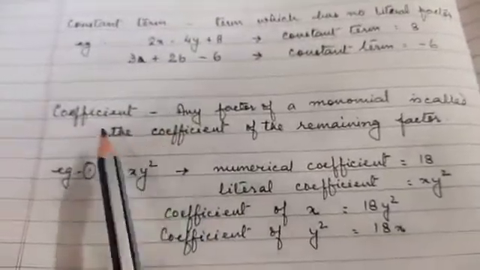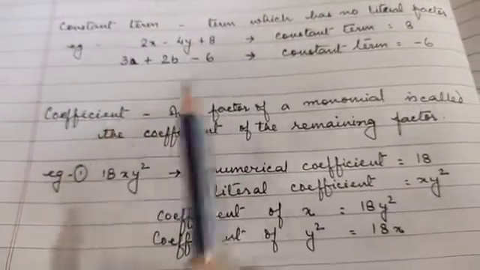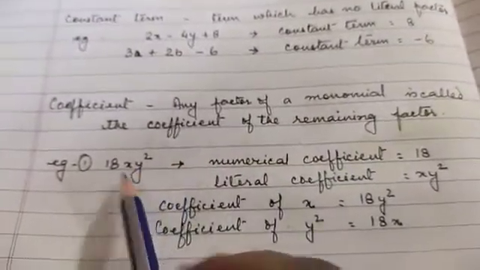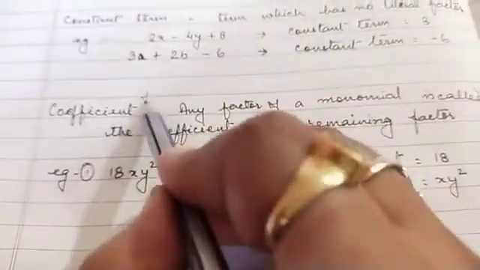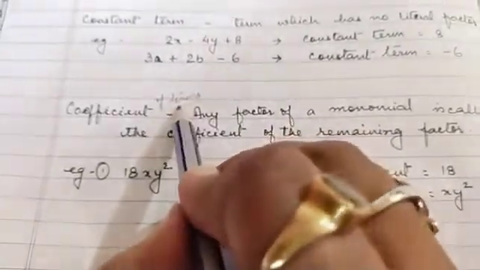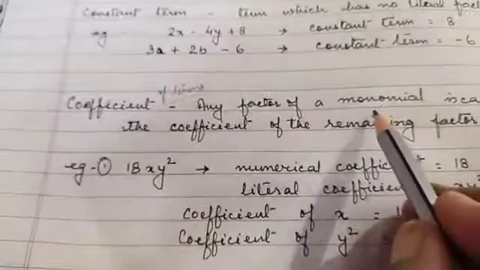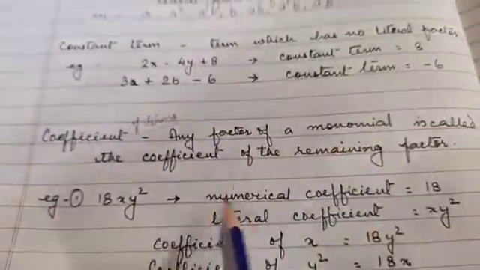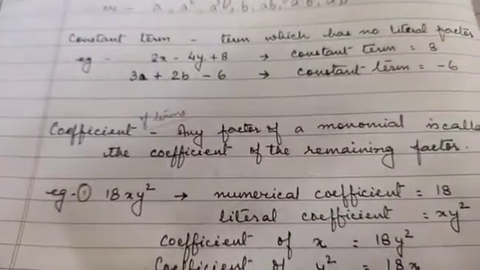Now coming to the next topic, that is coefficient. Any factor of a monomial. Coefficient of a term. We consider only terms over here, so of one term, that is a monomial term. Any factor of a monomial is called the coefficient of the remaining factors.